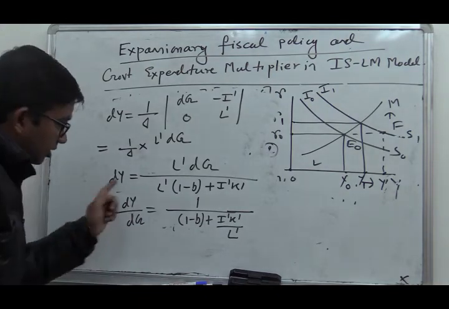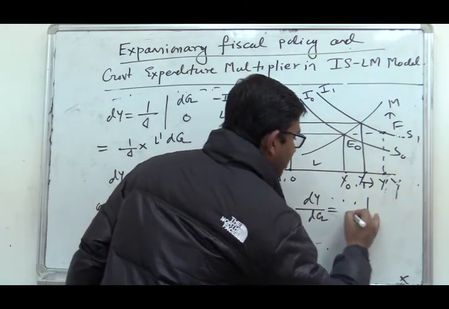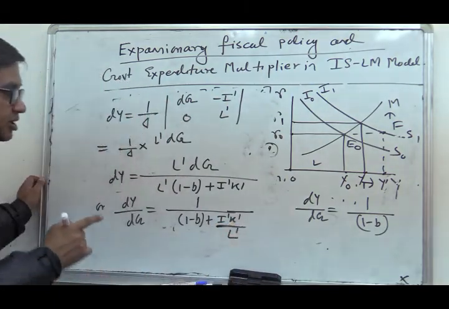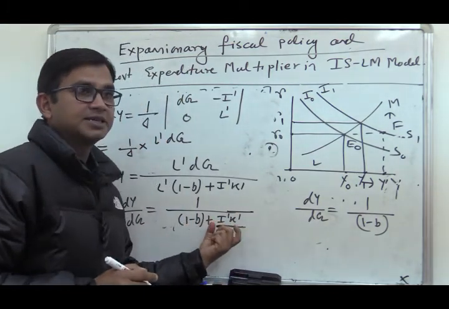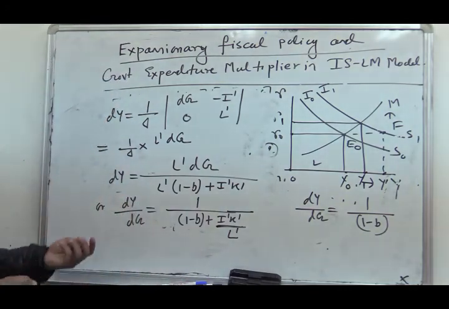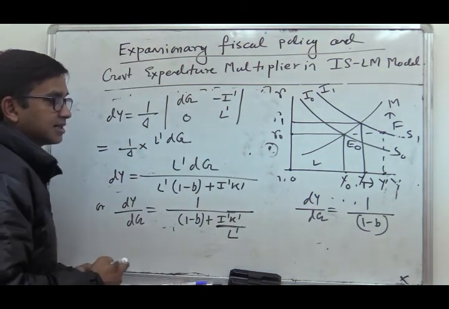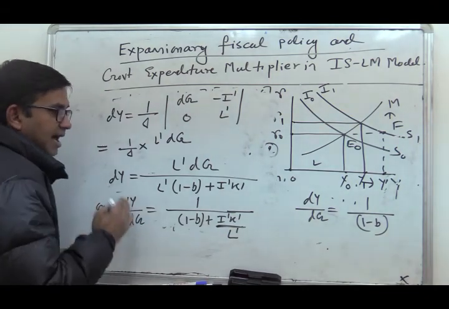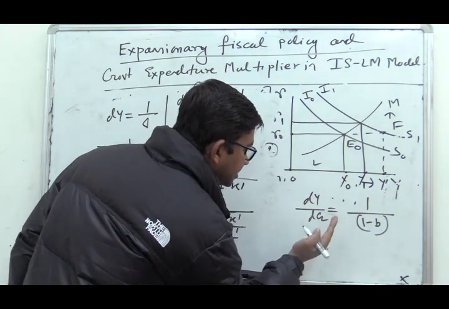Now we will compare it with the simple Keynesian model. In the simple Keynesian model, dy by dg is 1 divided by 1 minus b. So here in the denominator the additional component comes because of the interaction of the commodity and money markets, and this component basically signifies the crowding out effect. So we always find that the value of the government expenditure multiplier in the ISLM model will always be less than the value of the government expenditure multiplier in the simple Keynesian model.